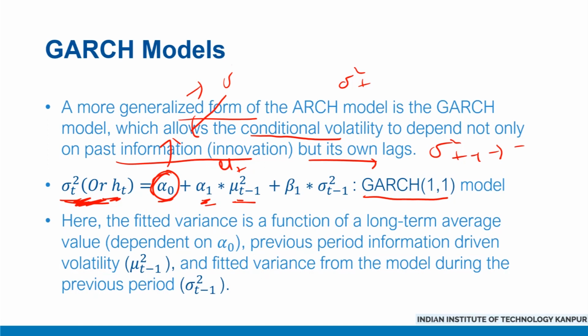Now mu square t minus 1 into alpha 1 creates the dependence on recent information. It gives alpha 1 weight to the latest information that has arrived, and all the previous levels of information are captured through sigma square t minus 1, with the idea that the historical information structure is captured through sigma square t minus 1 and its coefficient beta 1. Because of this extremely parsimonious structure, with only three coefficients, alpha naught, alpha 1 and beta 1, the chances of these coefficients turning negative are very low.